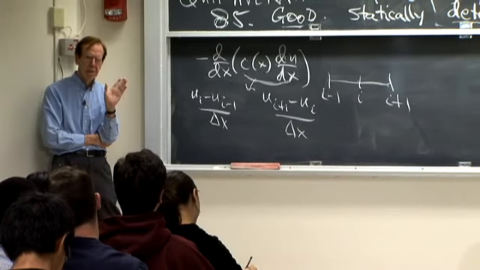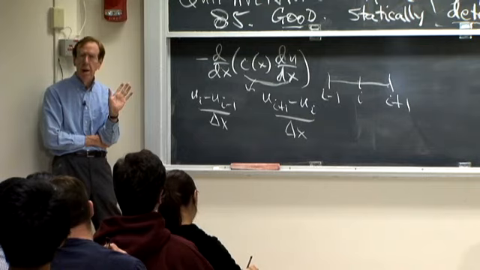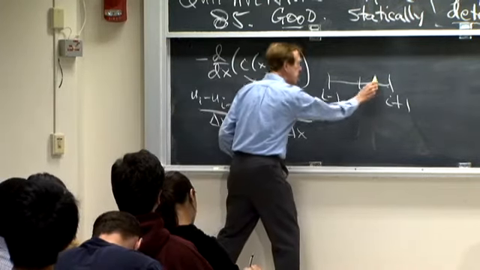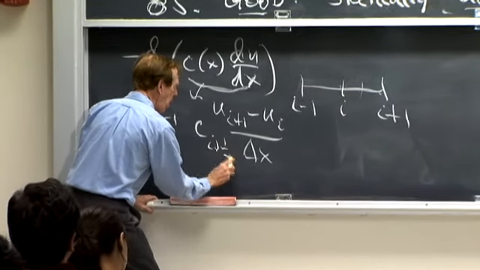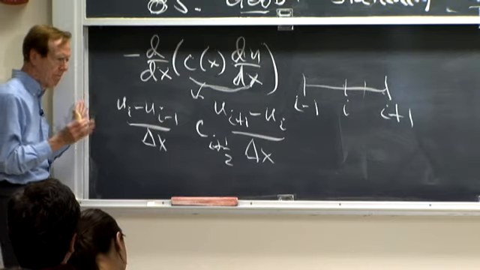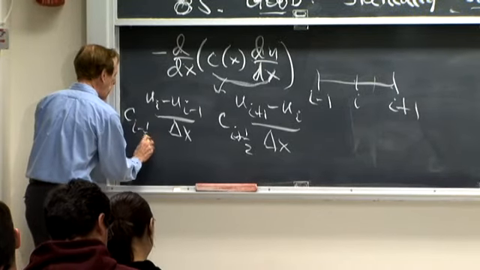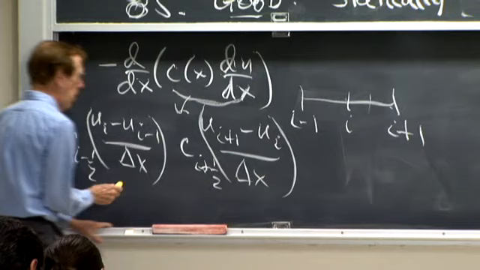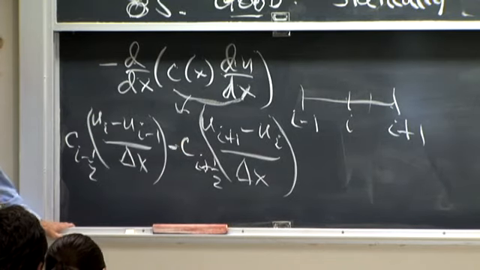What's your instinct? What value of C to take? Sort of average, yeah. I guess you could take it just halfway. I think I would take C i plus a half there, just as being sort of right. And here I would take C i minus a half, halfway along its interval. And then the second difference takes the difference of those.